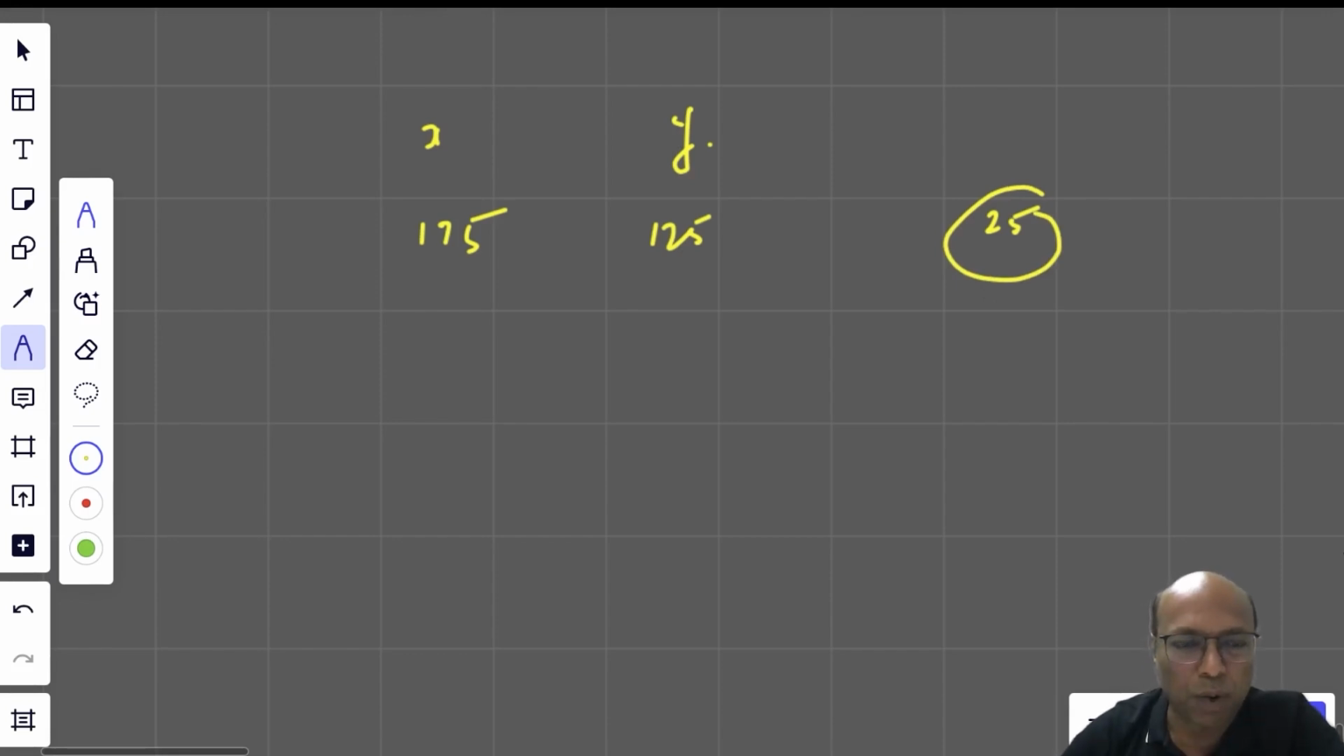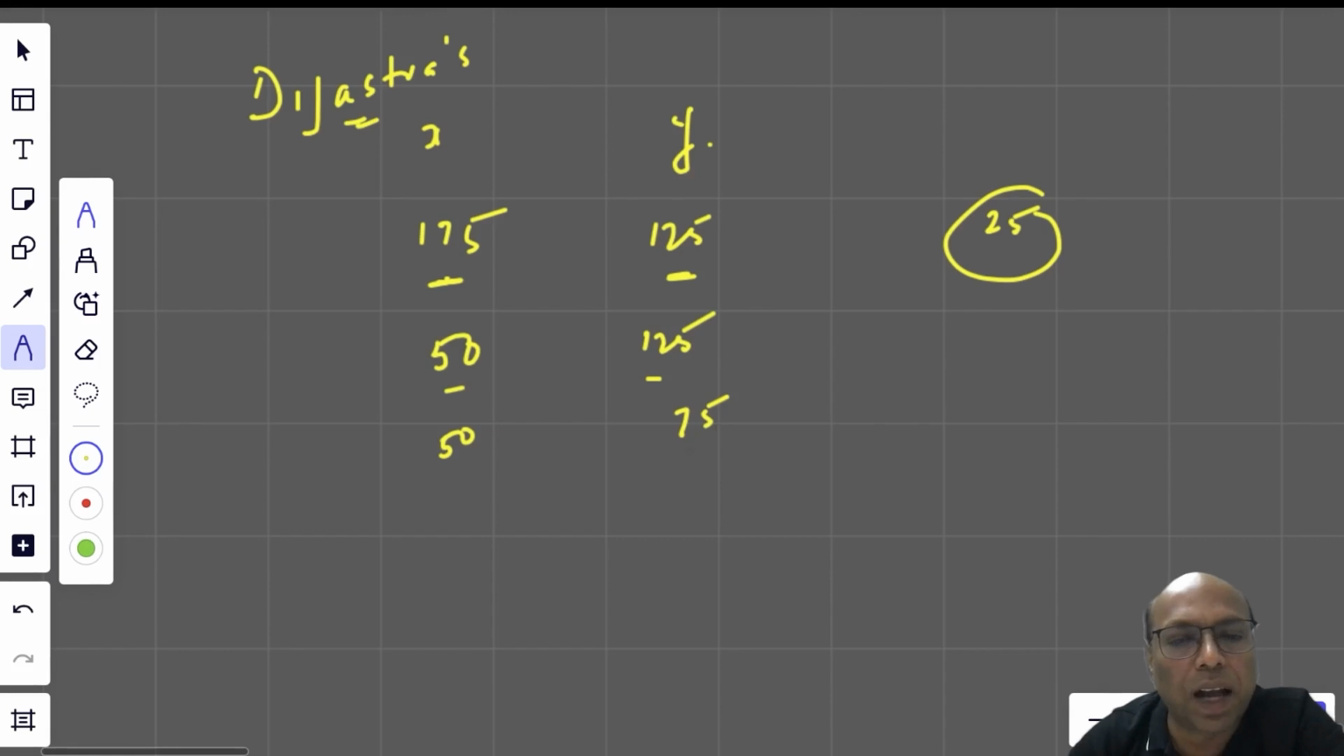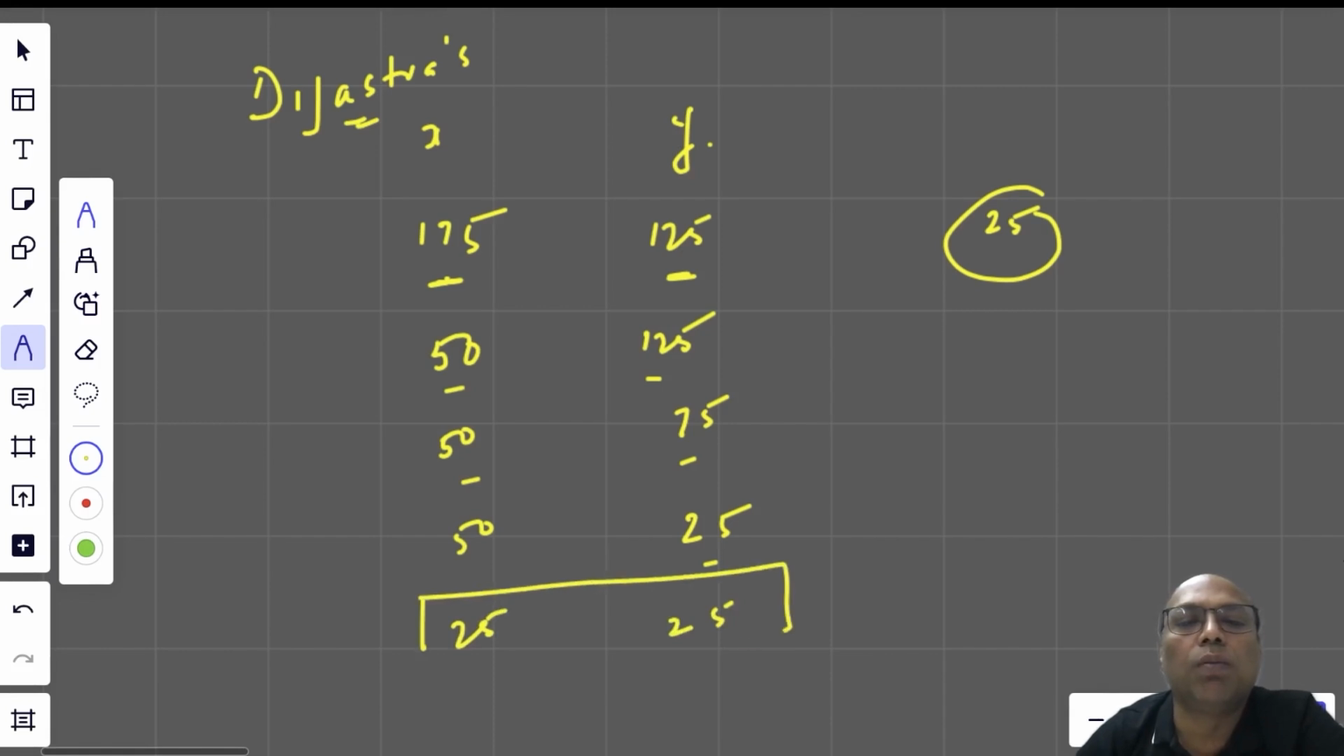For this, I am going to explain to you an algorithm called Euclid's algorithm. What does the algorithm say? Subtract the smaller number from the larger number. Store the result in the larger. 175 minus 125 is 50. Subtract the smaller from the larger, store it in the larger. Repeat again. Both are equal. If both are equal, this is the GCD.